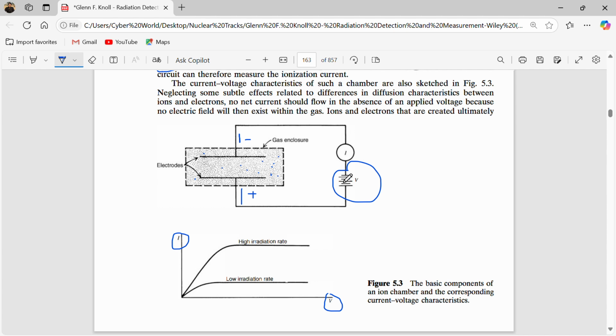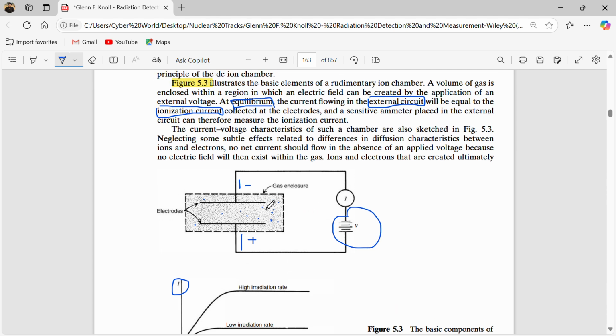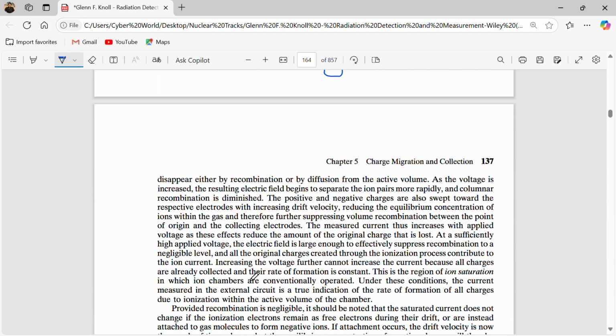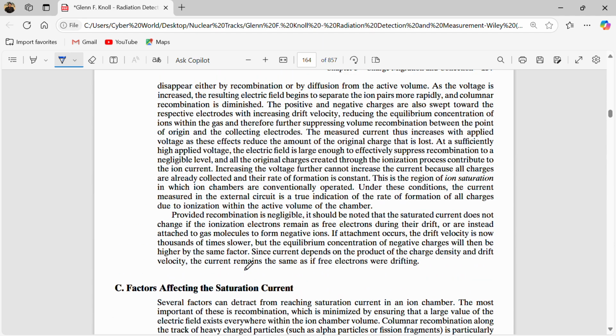If this voltage compares with the internal voltage of this ionization current, then we can easily measure the values. Provided recombination is negligible, it should be noted that the saturated current does not change if the ionization electrons remain as free electrons during gas drift. It is saying that if your electrons remain free electrons after the ionization, after the saturation current, and there is no drift, then recombination is basically negligible.